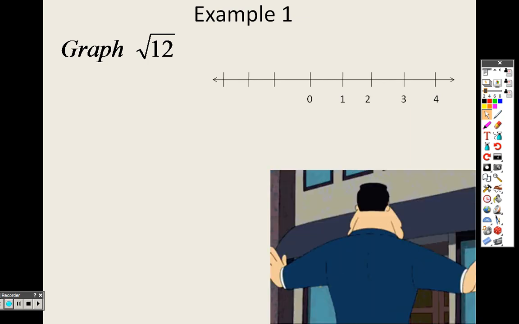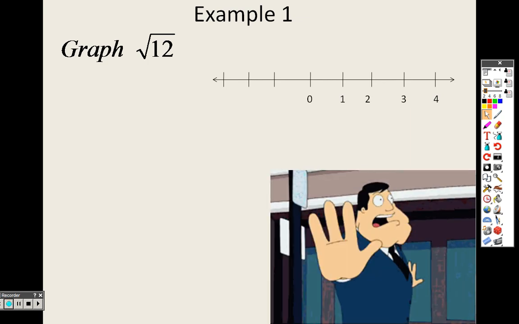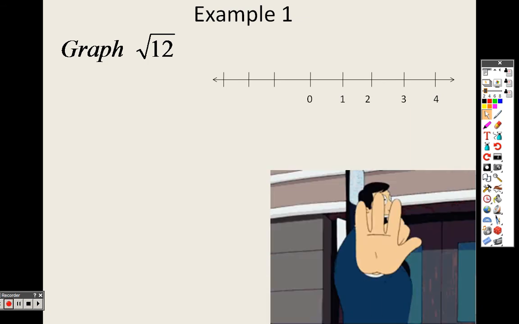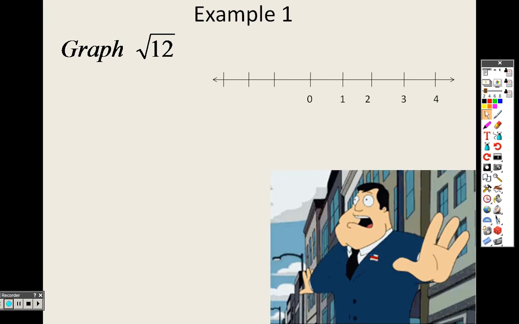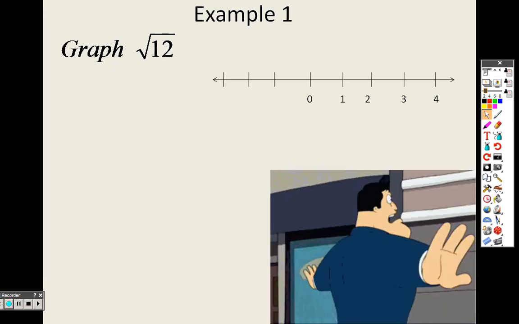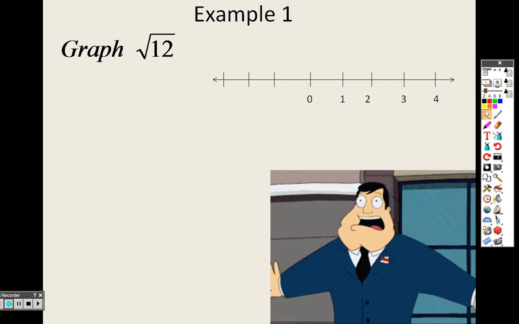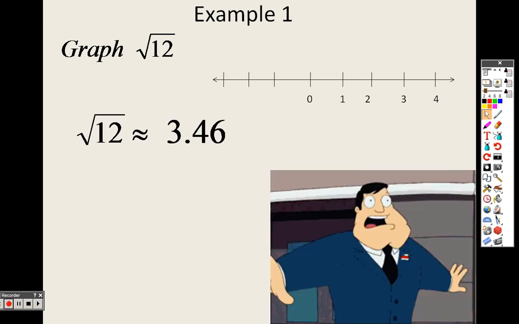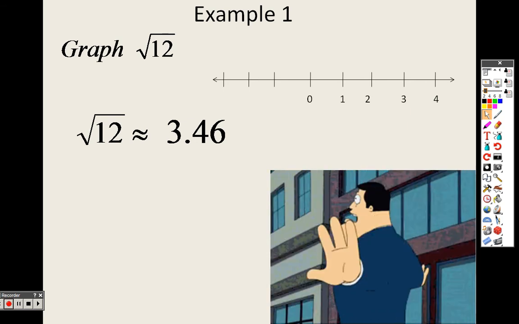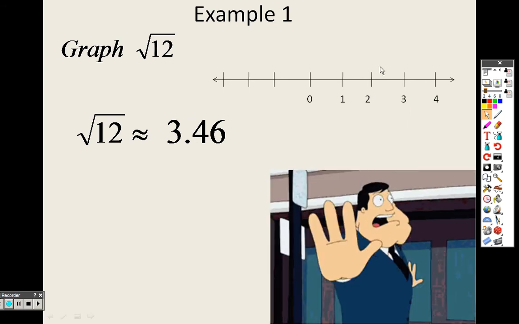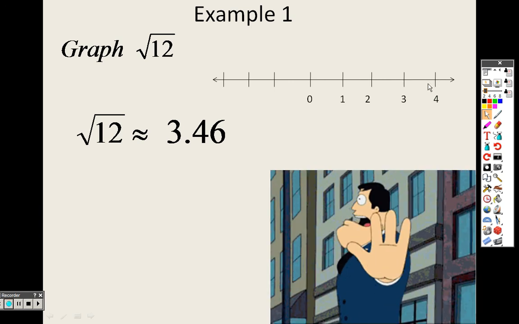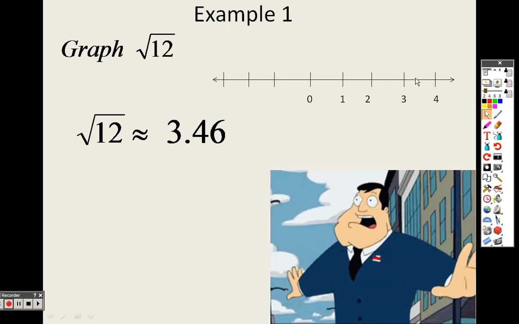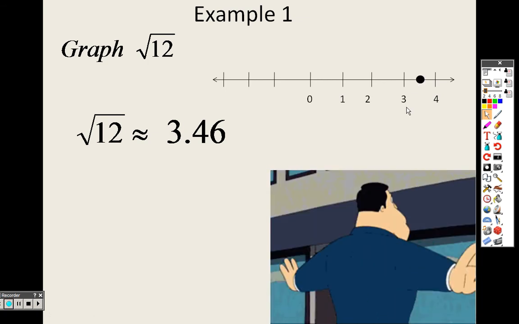So, example 1, square root of 12. I just want to graph the square root of 12. When I go to do this, I put it on my calculator. I typed in square root of 12 and I got approximately 3.46. So I go over here on my number line, and 3.46 means it's in between 3 and 4. It's pretty close to half, so I'm going to put it right about in there somewhere. There's 3.46.